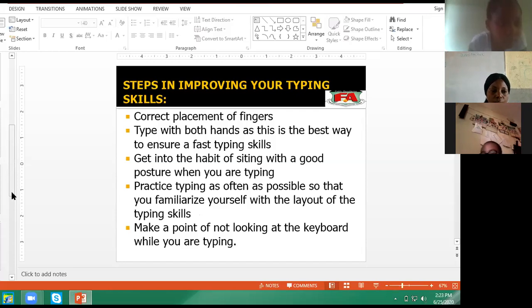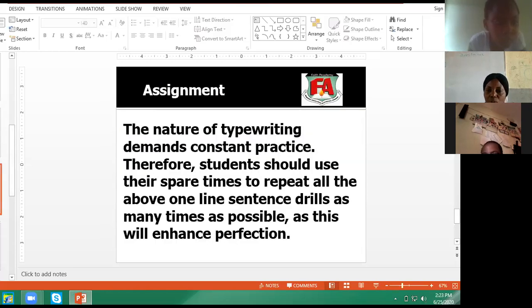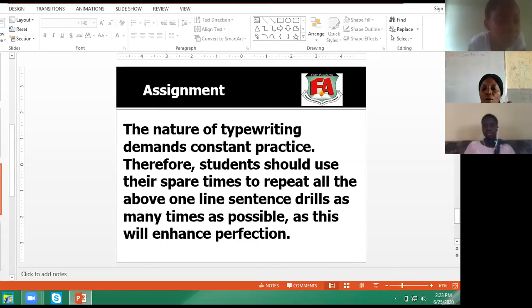Ma, we are waiting for you to send the notes to us, and last week's notes. Why? We sent last week's notes now. No, ma. So your assignment, listen now. The nature of typing demands constant practice. Therefore, you should use your spare time to repeat all the above one-line sentences as many times as possible, as this will what? Enhance perfection. Okay?